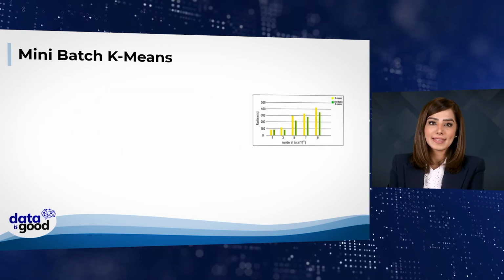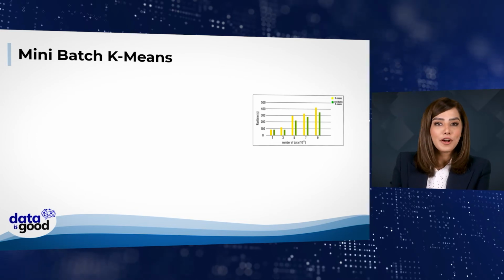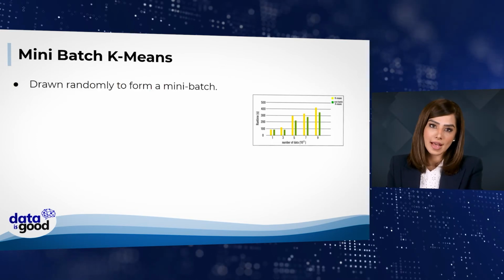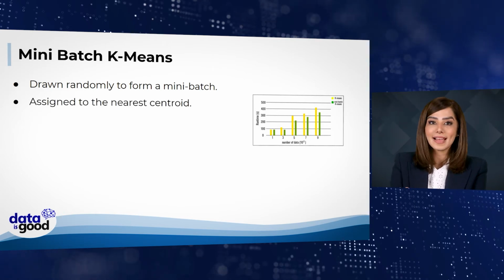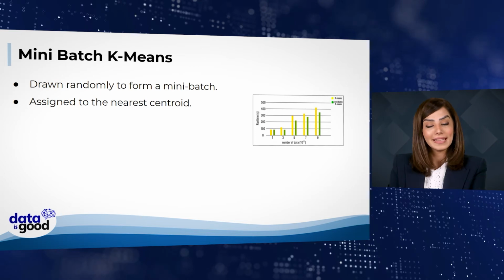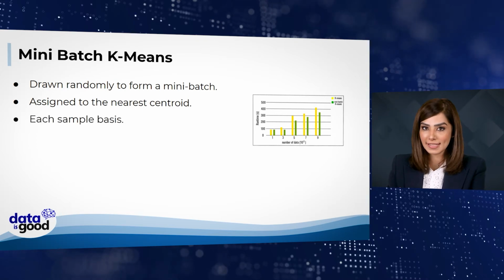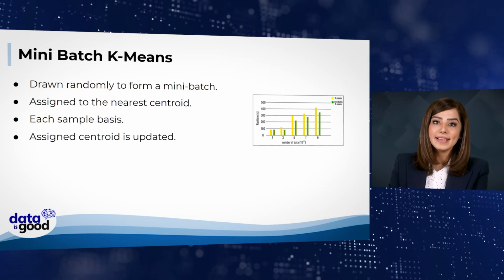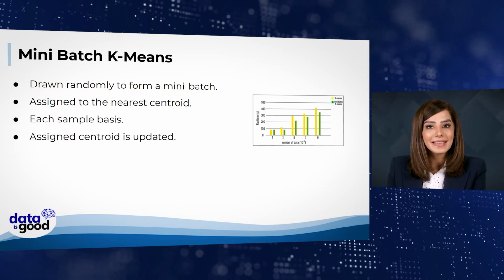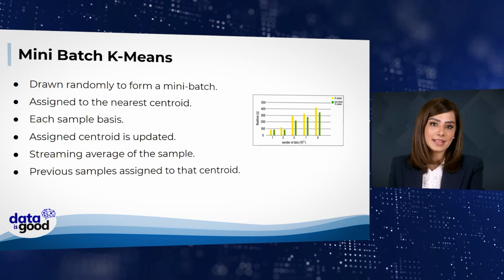Now let's try to understand the mini-batch k-means in a step-by-step way. In the first step, samples are drawn randomly from the dataset to form a mini-batch. Then these are assigned to the nearest centroid. In the next step, the centroids are updated. In contrast to k-means, this is done on a per-sample basis. For each sample in the mini-batch, the assigned centroid is updated by taking the streaming average of the sample and all previous samples assigned to that centroid.